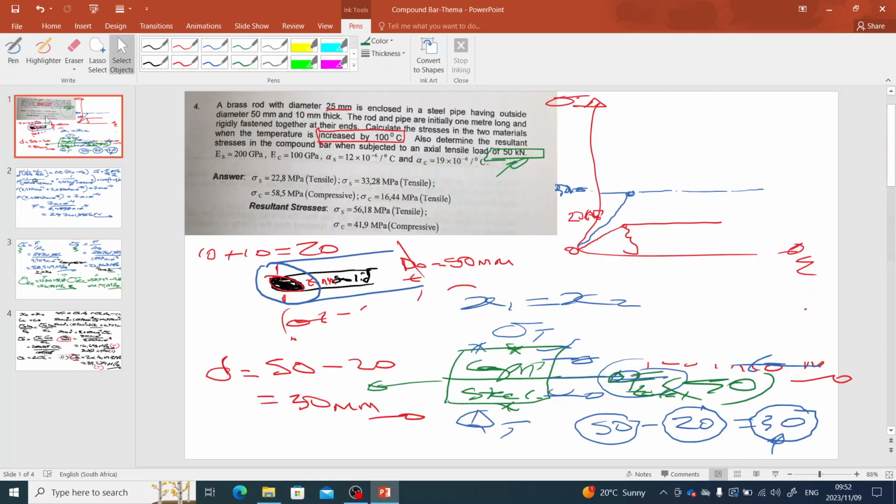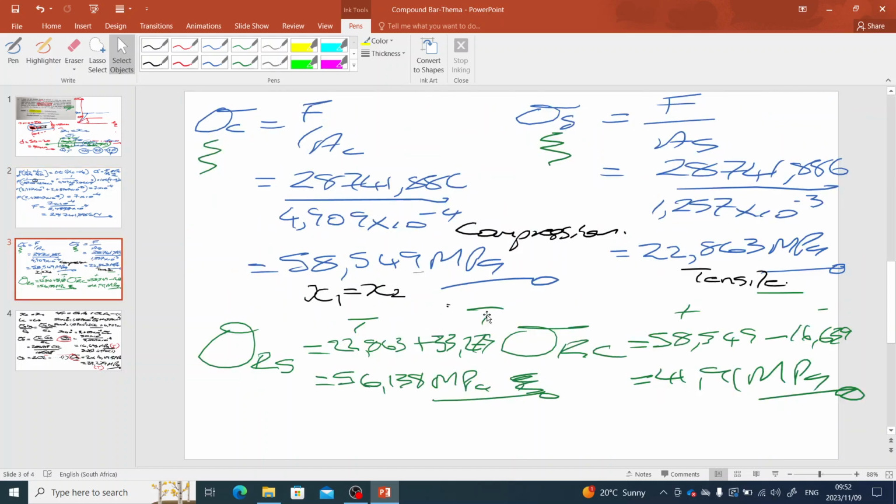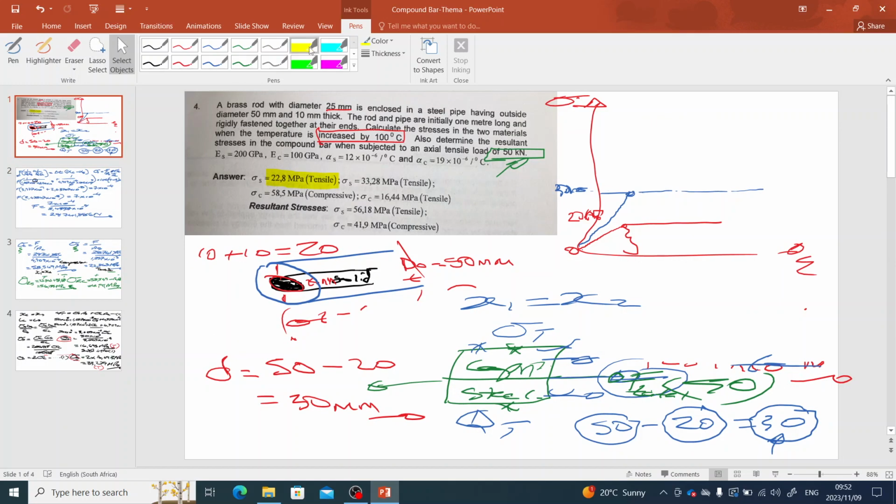Let's see if the answers that we got are the same. Somewhere in our calculation, we did get this. We said it is tensile. Let's see if we can prove that. Under the 22, where's our 22? There it is. We said it is tensile. Then we determined the 58. We said it is compressive. Where's the 58?